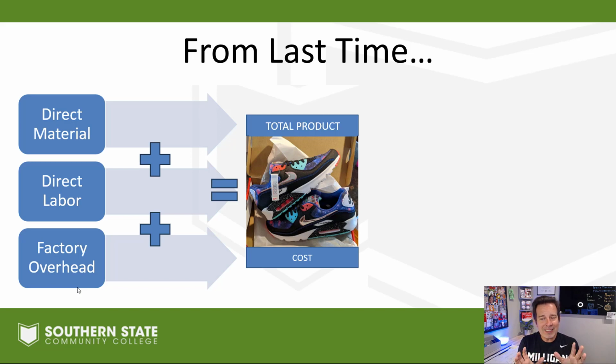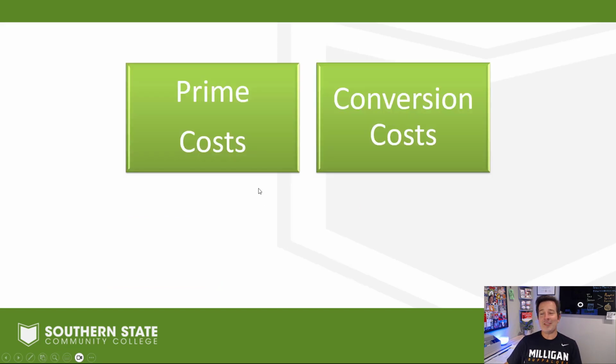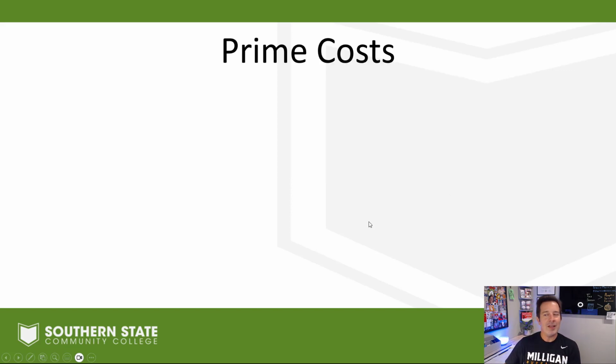We learned that in a prior video. But we can take the three items right there and organize them in a way that leads to a prime cost or a conversion cost. And why would we do that? Well, it just gives us a little bit more information, a different way of looking at things, all right? So let's talk about definitions here. Prime cost and conversion cost, what are they? Why is it important?